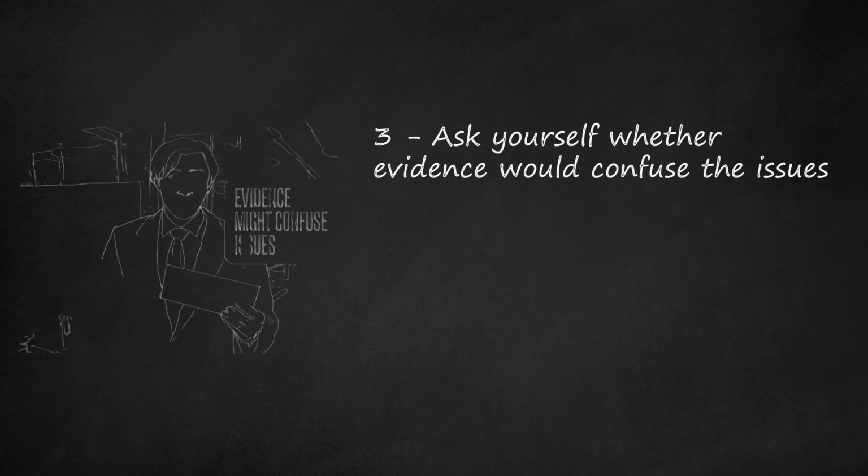3. Ask yourself whether evidence would confuse the issues. Another reason a judge might exclude evidence is if that evidence is confusing. When a judge listens to your arguments during the hearing, they want the presentation to be as clear as possible. If you start presenting evidence that confuses things, it will hurt your case and it will make it difficult for the defendant to respond. For example, a judge might exclude evidence of physical harm to your child if you are only filing for a protective order on behalf of yourself.